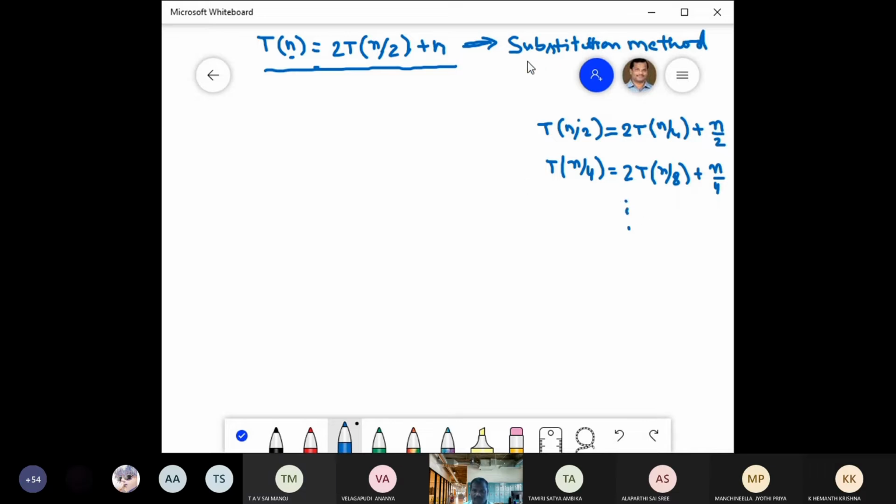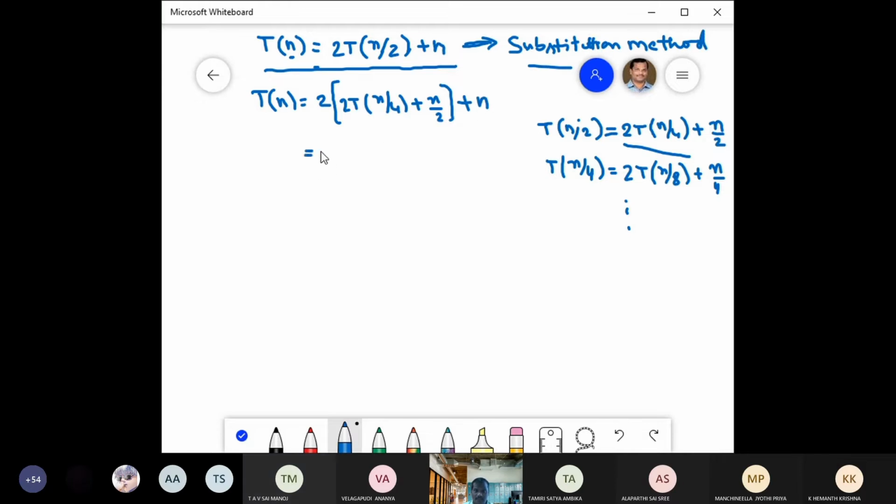Yes, sir. Now in the substitution method, we substitute the T of n by 2 value here. So what is T of n? T of n equals 2 into, you write the T of n by 2 value, that is this value you should write here. What do you get? 2 into T of n by 4 plus n by 2, plus n. Right.